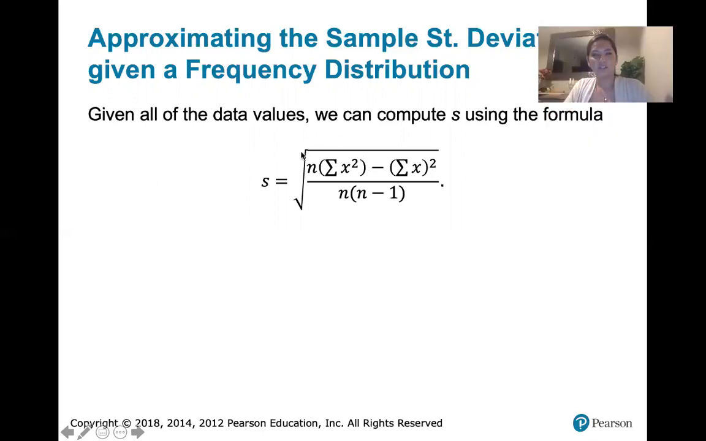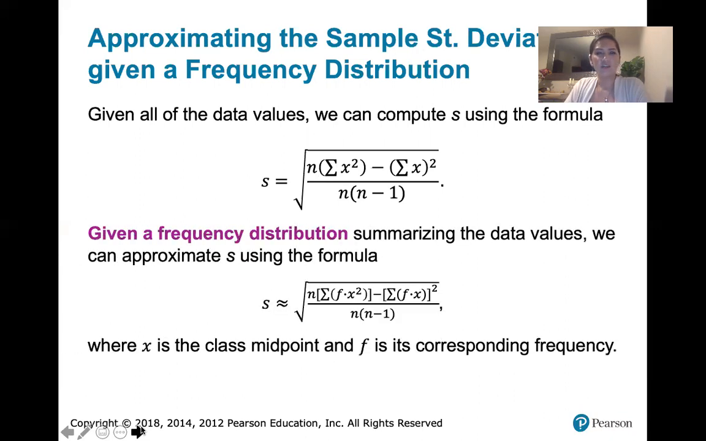So here is the shortcut formula that we just used. The sample standard deviation is the square root of the sample size times the sum of the x's squared minus the sum of the x's, quantity squared, all of that divided by the sample size times the sample size minus 1. That's true if you have all the data. Now, if you don't have the data, but you just have a frequency distribution instead, you can use this formula instead. Now, these x's are different than these x's.